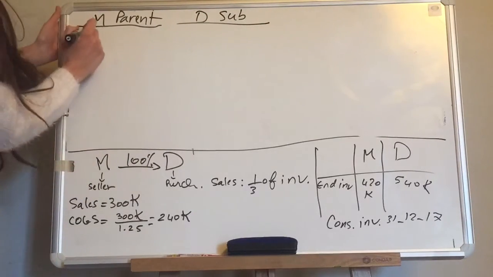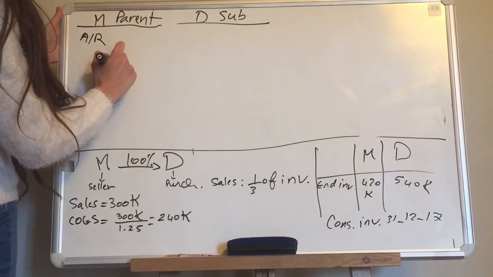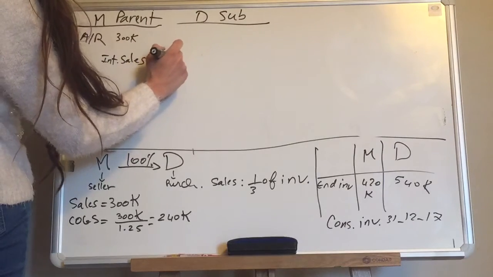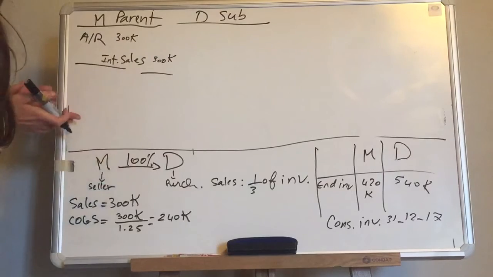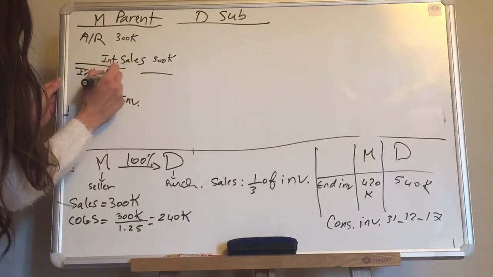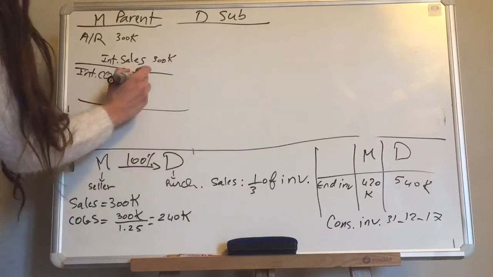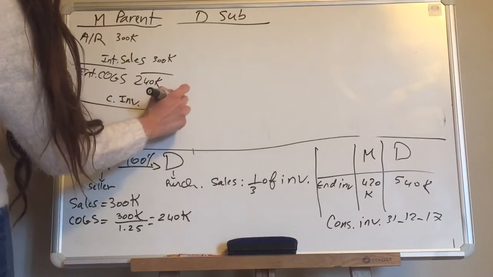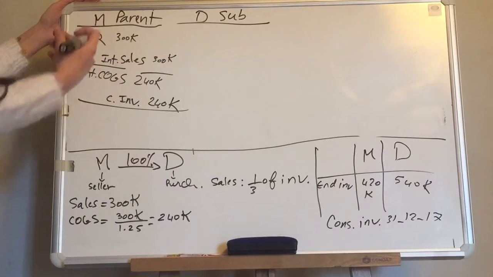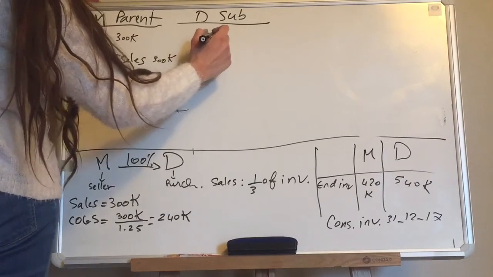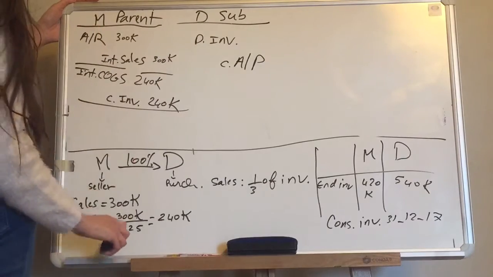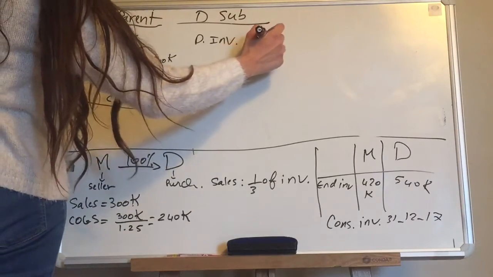Okay, M is the seller: debit accounts receivable, credit intercompany sales for 300K. I'm selling, so I have less inventory now. The inventory comes out on the credit side, and you debit the intercompany COGS for 240K, which we already calculated. Daniela is purchasing, so Daniela has more inventory now. Inventory is a current asset, and current assets increase on the debit side. So we debit the inventory and credit the accounts payable, because Daniela now has to pay 300K to Mira.